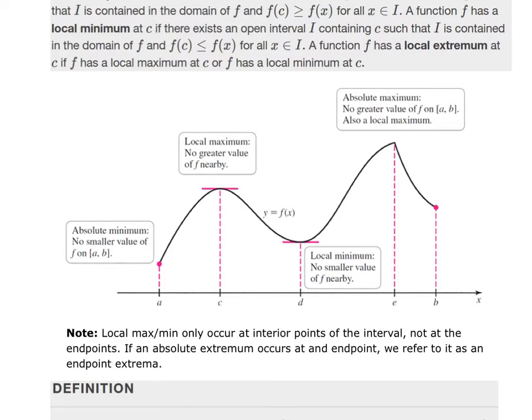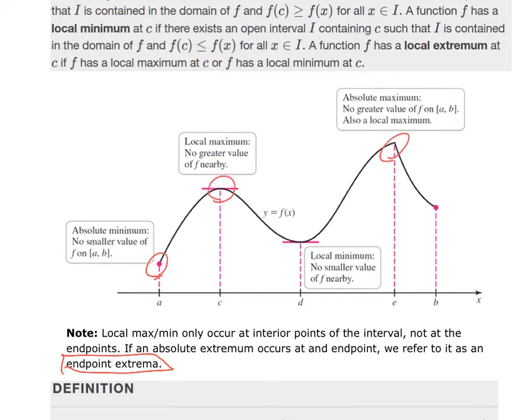So endpoint extrema. If you see anywhere endpoint extrema, that means that our absolutes happened at the ends. Endpoint extrema. So again, I have an absolute minima at A. I have an absolute minimum at C, or maxima at C.